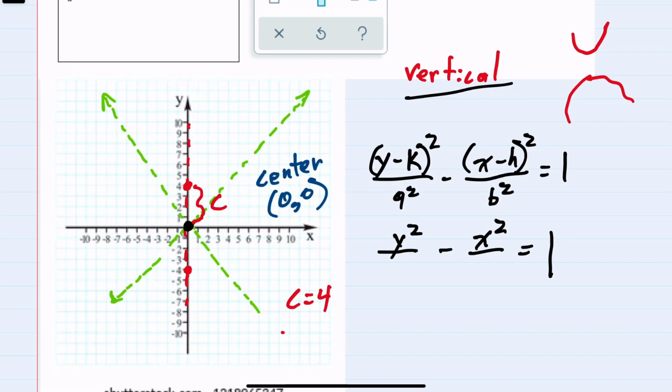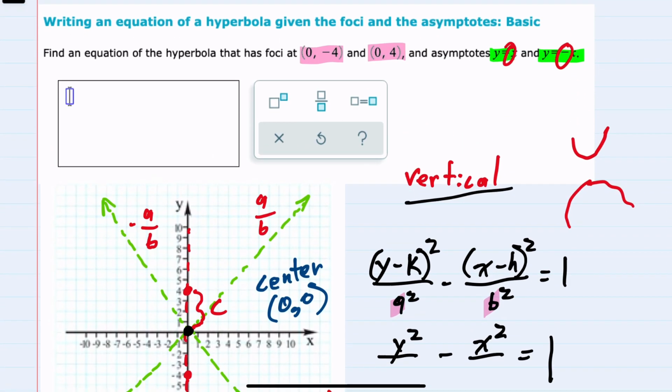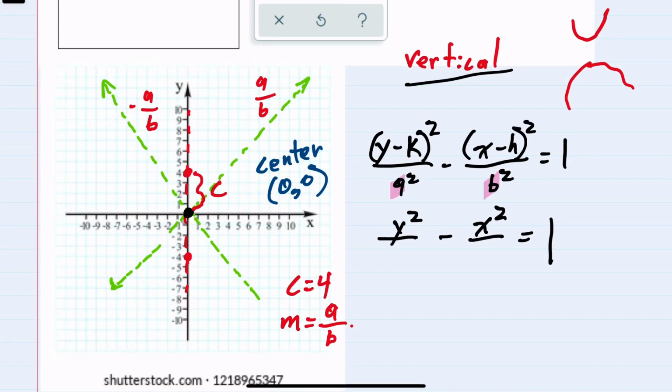And for that, I can use the slope of these asymptotes, which come from the rise, which is the variable under the y, which is a, and the run, which is the variable under the x, which here is b. So our two slopes are positive a over b and negative a over b. And the slopes of these are 1 and -1. So that means a over b would have to be 1 and -1. So solving here, I can see that a is equal to b. So once I found one of them, I'll have found the other.